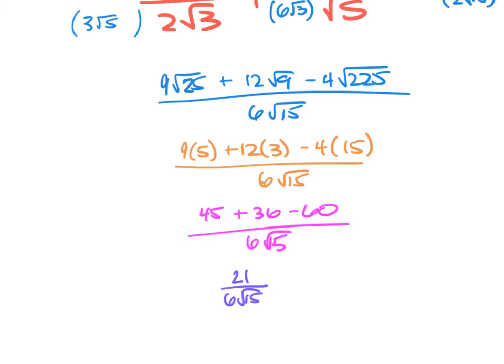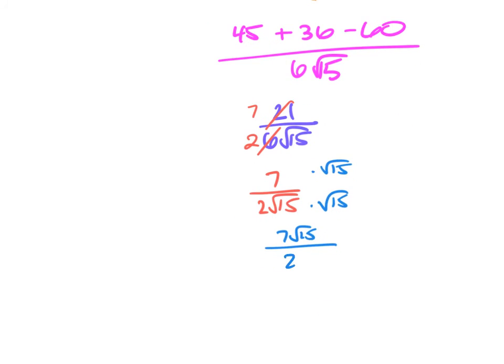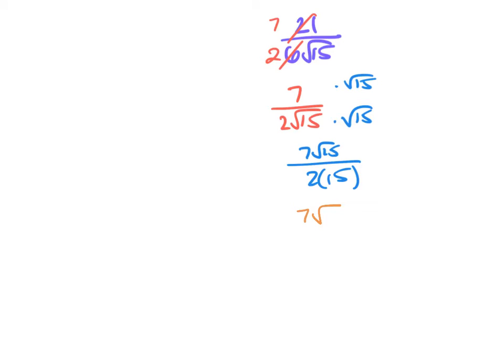I'm going to simplify this first before I rationalize that denominator. So I'm going to have a 2 and a 7. So 7 over 2 square root 15. I multiply top and bottom by the square root of 15. So it's 7 square root 15 over 2 times 15. So final answer is 7 square root 15 all over 30.